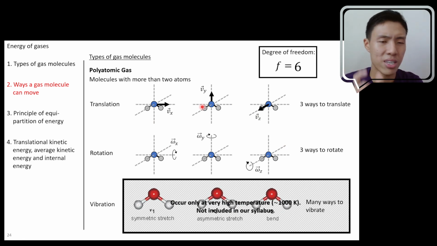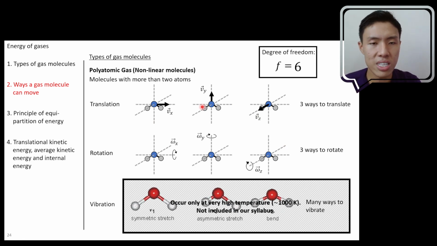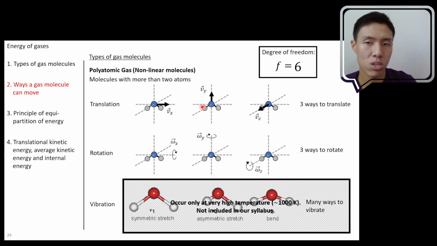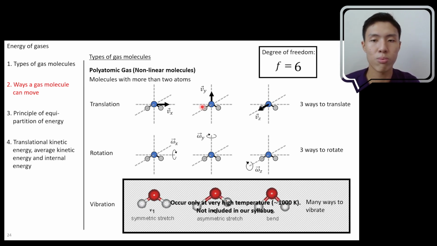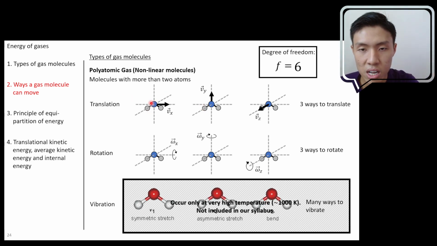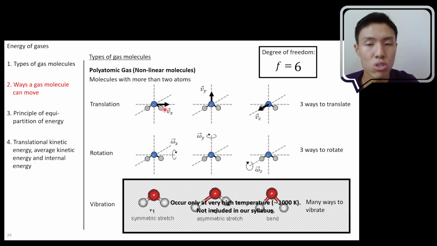But there's a bit of a caveat over here. Actually, this discussion for polyatomic gas molecules is only valid for non-linear molecules. Non-linear molecules means the atoms that form the molecule are not arranged in one single straight line. As you can see here, there's a bend, causing a certain angle between the atoms over here. So the atoms are not arranged in a straight line. So we call it non-linear molecules.